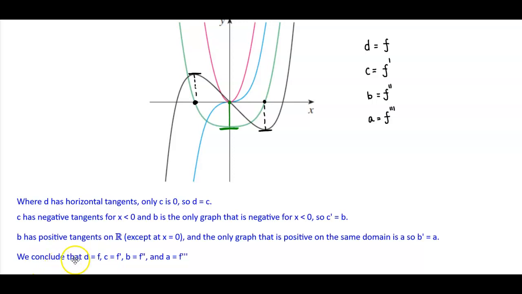So we would conclude that D represents, again, the function f. C represents the first derivative, f prime. B represents the second derivative, f double prime. And then A represents the third derivative, which is f triple prime.